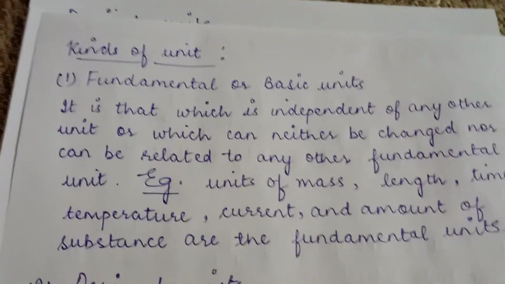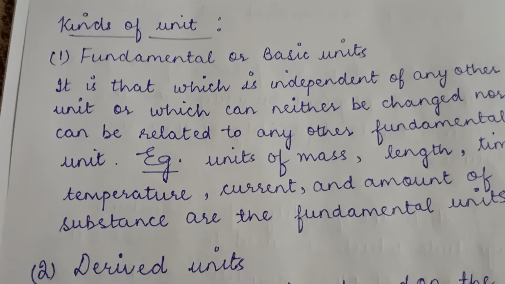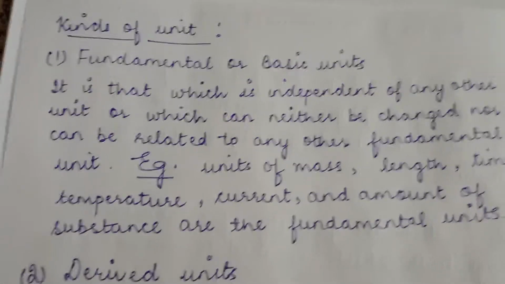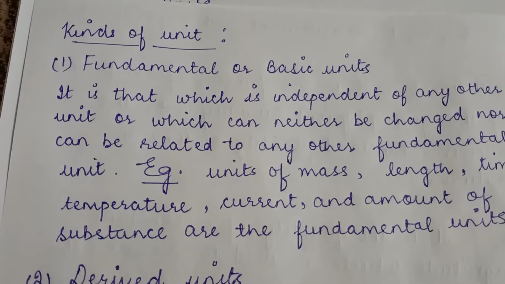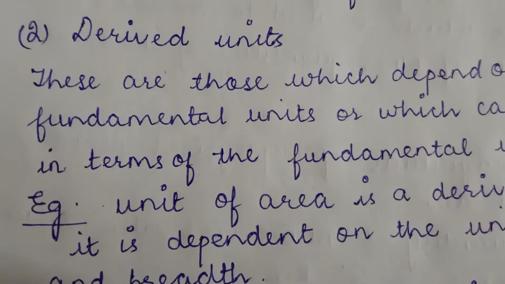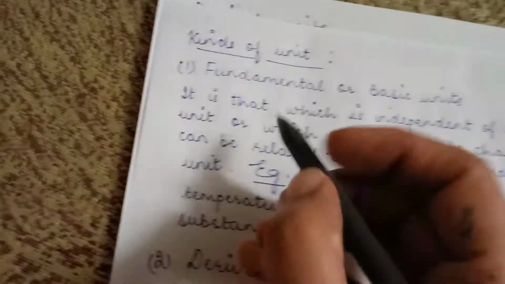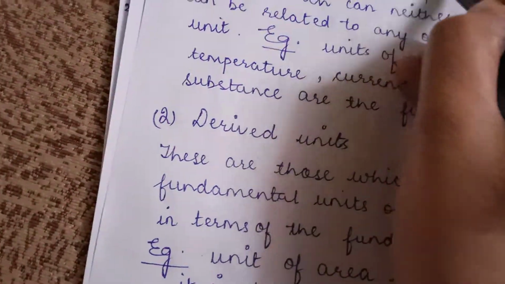Now the next topic is kinds of unit. Basically there are two kinds of unit. One is the fundamental and basic unit, and the second one is the derived unit. I will explain you one by one. The first one is fundamental or basic unit.